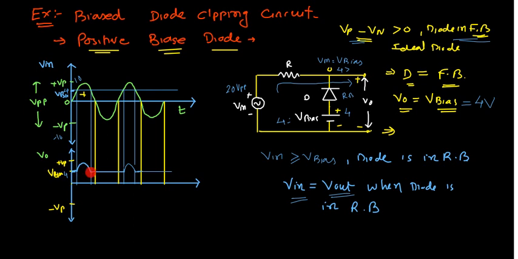Once again at this point this V input is trying to get below 4 volt, and at that time once again we are getting V output equal to V bias, because the diode is in forward bias once again. So this is the whole idea behind the positive bias diode clipping circuit. I hope you understand properly, and if you are not understanding, watch the video once again slowly, write it, draw it, try to understand each and every point. Thank you very much.